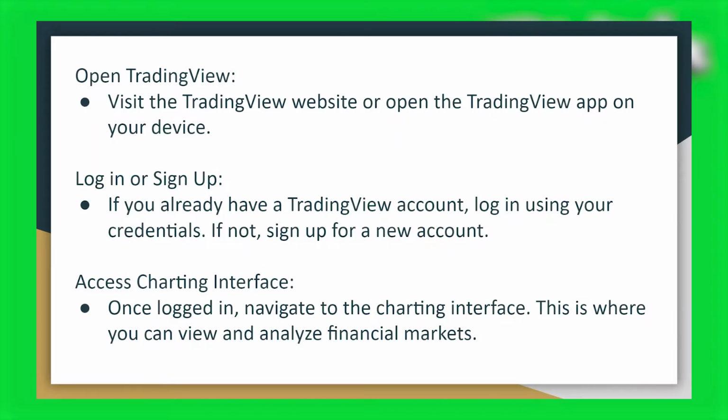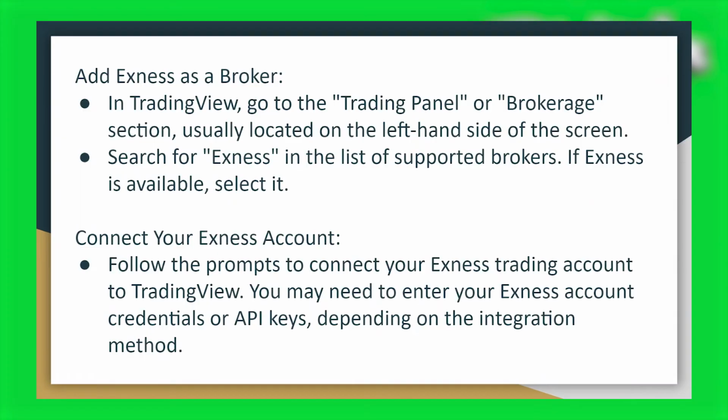Once logged in, navigate to the charting interface. This is where you can view and analyze financial markets. In Tradingview, go to the Trading Panel or Brokerage section, usually located on the left-hand side of the screen. Search for Exness in the list of supported brokers. If Exness is available, select it.